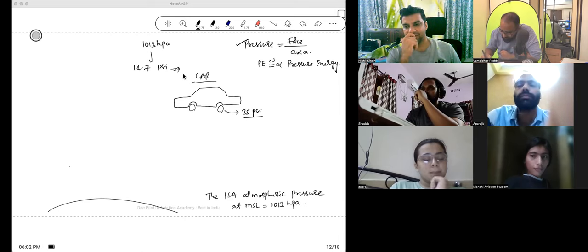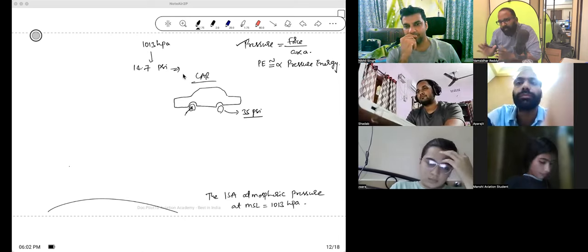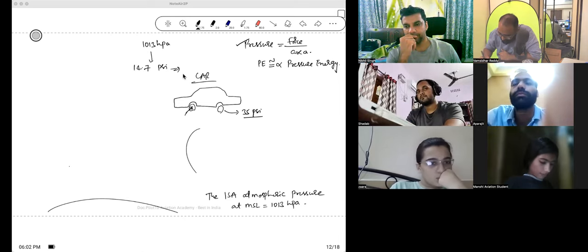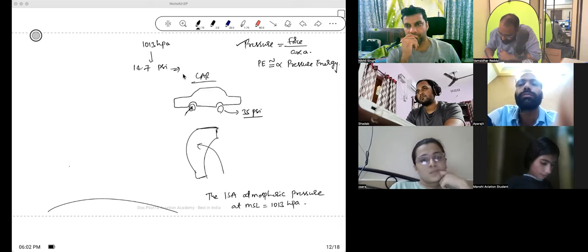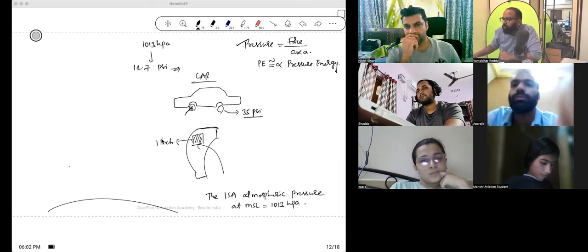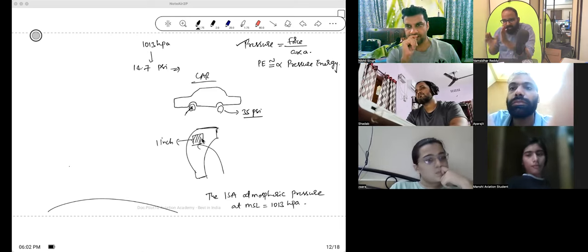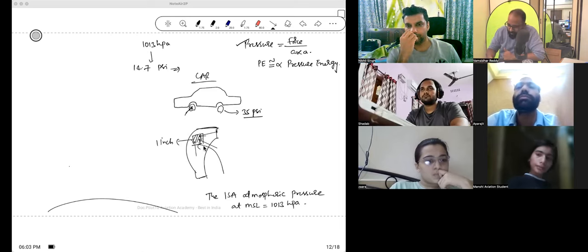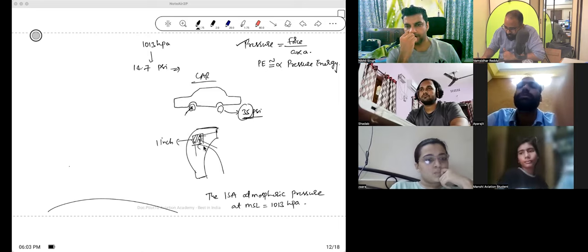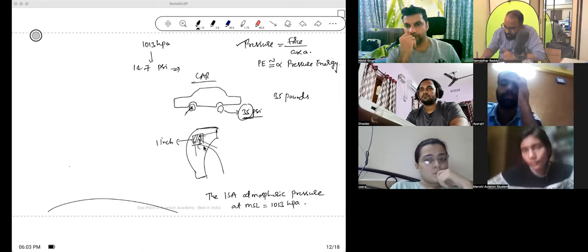What is this 35 PSI? See, if you are putting air under pressure inside a car, now if you take this as a car tire, now this is inside the car tire. If you take 1 square inch, this side is 1 inch, 1 inch, 1 inch, 1 inch. 1 square inch area inside the car tire, correct? Now, the pressure exerted by the air which you fill inside the car is equal to 35 pounds per square inch. PSI is pounds per square inch.